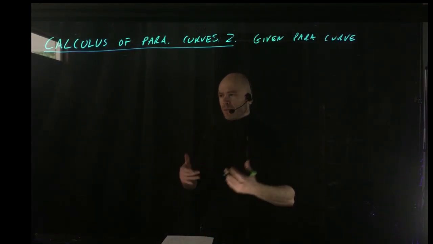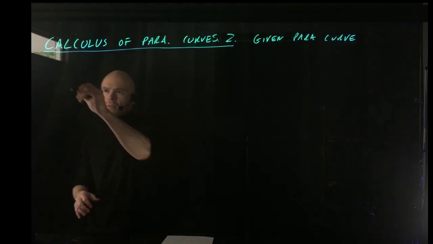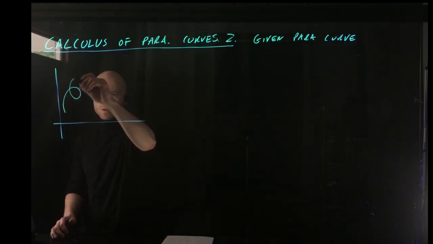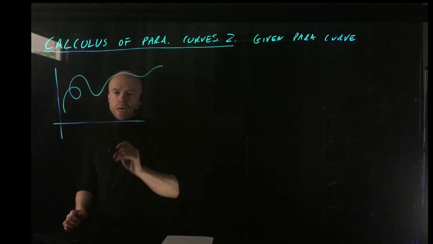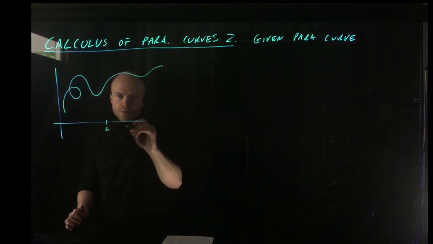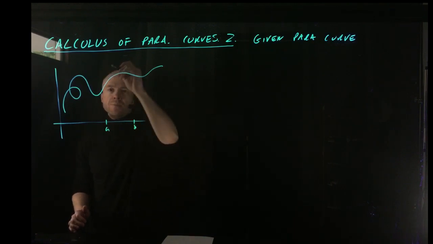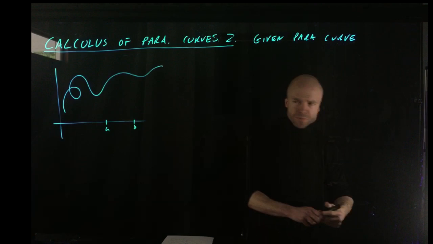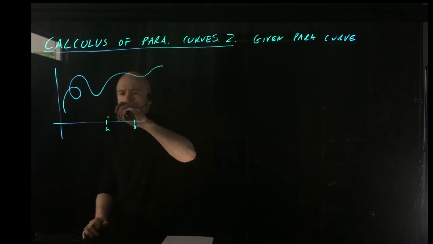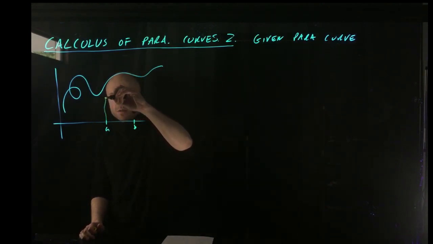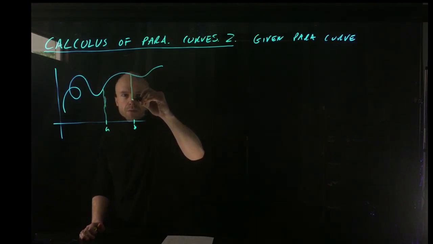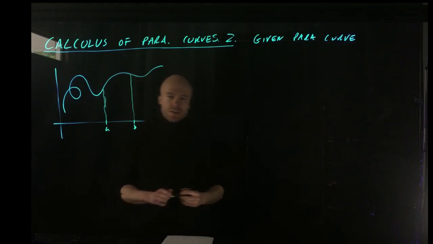that on some particular part of it satisfies the vertical line test. So, for example, look at this. We could have a curve that does something like this, and say over this interval, A to B, it satisfies the vertical line test. Then we can reasonably ask, what is the area underneath the curve and above the x-axis?